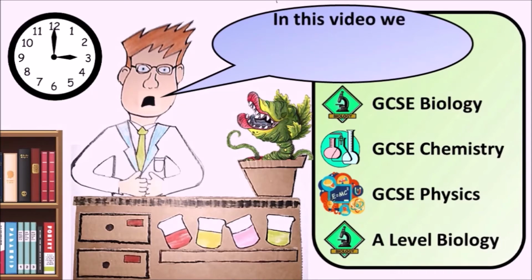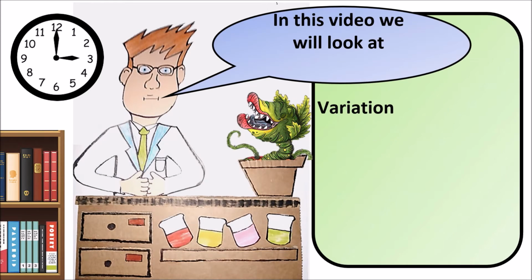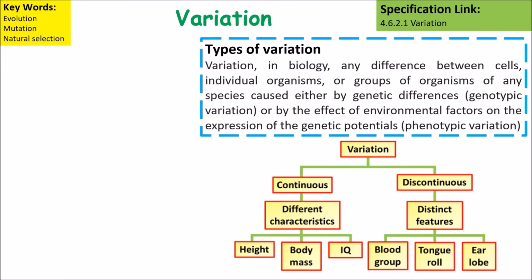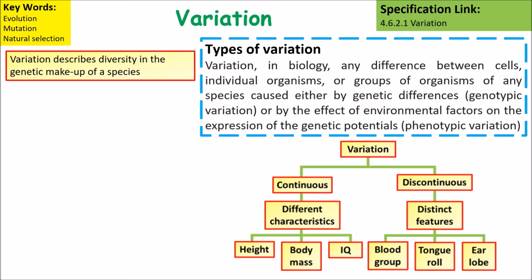In this video, we will look at variation, genetic variation and environmental variation. So, types of variation in biology is any difference between cells of an individual organism or group of organisms in any particular species caused by genetic or environmental differences or factors. So variation describes the diversity in the genetic makeup in the species.